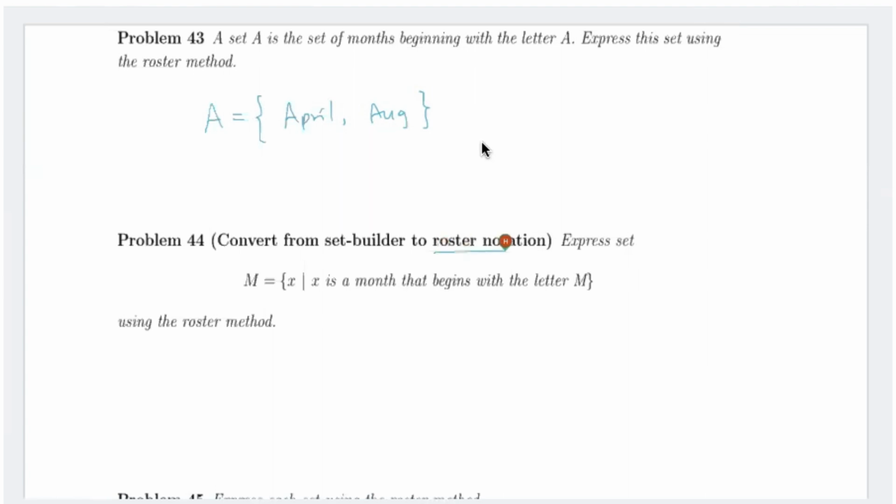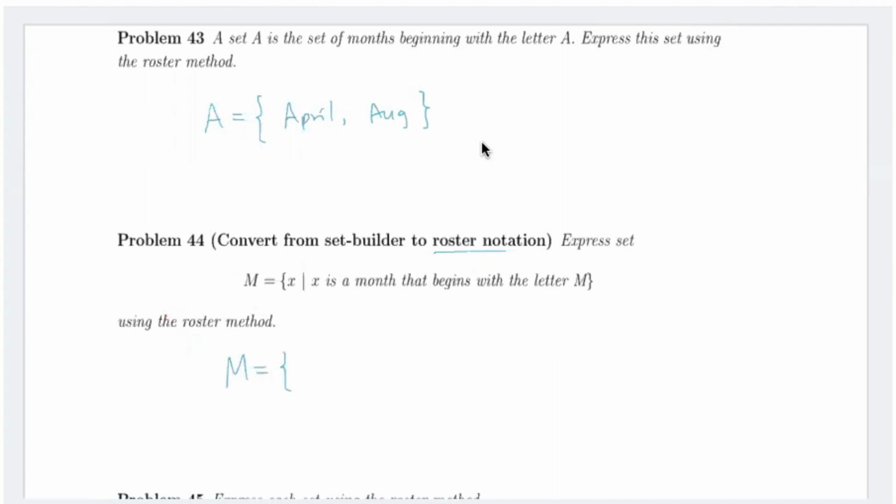Let's look at number 44. Again, we want to write in roster method. Now this time, it is given in set builder notation. So M is the set of X such that X is a month that begins with the letter M. So this is the set builder notation. X represents all the months that begin with M. Can we write this in roster method? Another way to say M equal to, we list out all the elements.